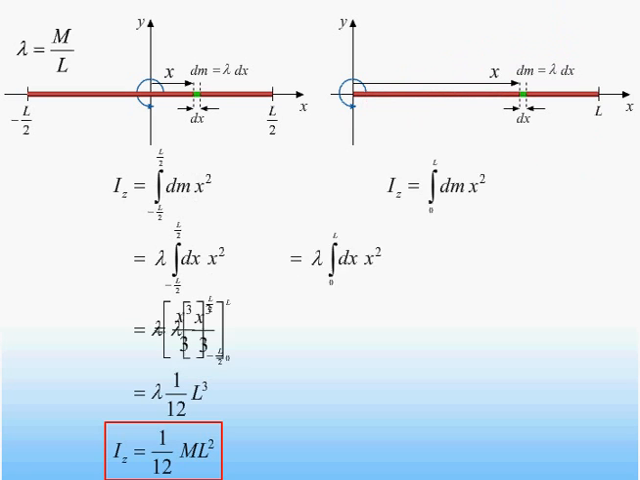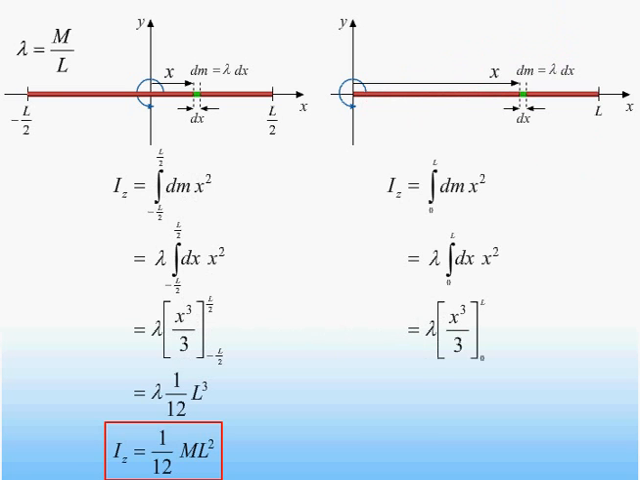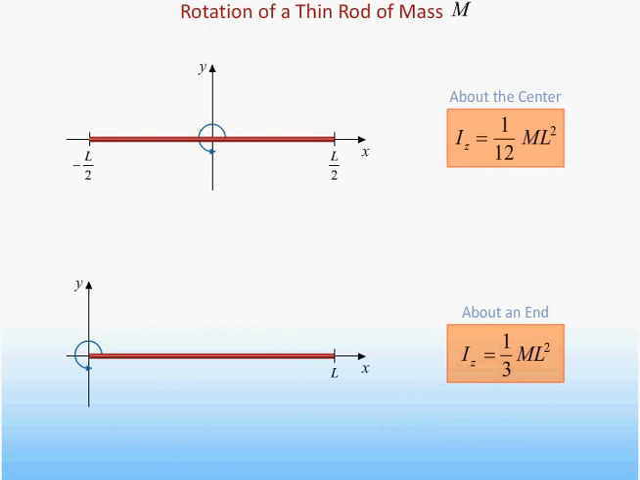Well, we can just do the integral again, this time shifting the location of the rod to the right so that its left end is at the origin. Evaluating the integral, we see that the moment of inertia about the end of the rod is 4 times as big as the moment of inertia about its center. This result is reasonable, since more of the mass is further from the axis when it is located at the end of the rod rather than at its center.